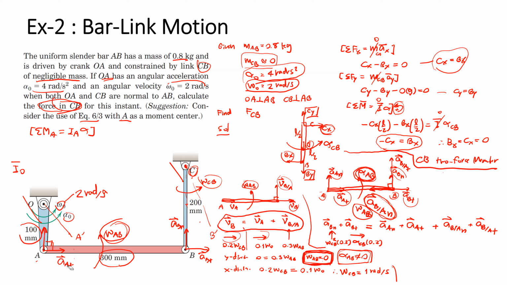AAN and AAT. AAN is upward, with magnitude omega 0 square and radius. AAT is horizontal, with magnitude alpha 0 times radius.